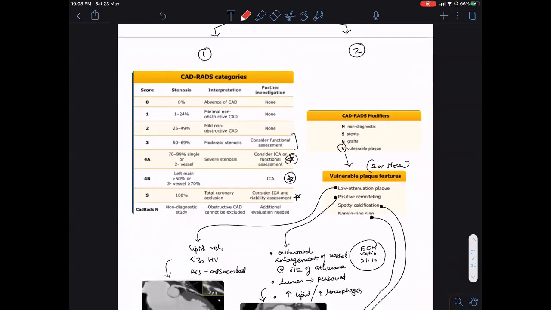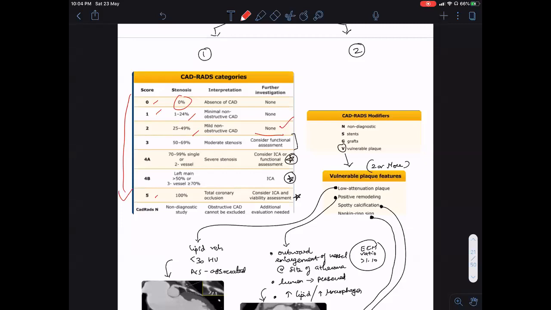The CAD-RADS category is a 6-part category, with scores ranging from 0 to 5. This is just based on the stenosis: 0%, 1 to 24%, and so on. What the CAD-RADS tells you is, let's say a patient has a CAD-RADS of 2, which we know means that the stenosis is less than 50%. We really don't have to do anything further.